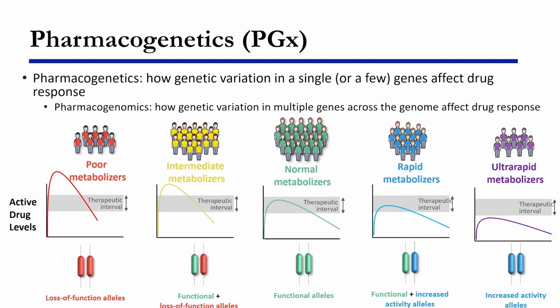So just for those of you who aren't familiar, pharmacogenetics at a very high level is basically how genetic variation in a single or maybe a few genes affects your response to drugs. Now that could be with regard to efficacy, so how well the drug works, or side effects, so how much toxicity you are experiencing from the drug. And you may have also heard a similar term, pharmacogenomics. Technically, pharmacogenomics is a little bit broader scale: how does genetic variation affect multiple genes across the genome? But realistically, they're used interchangeably.